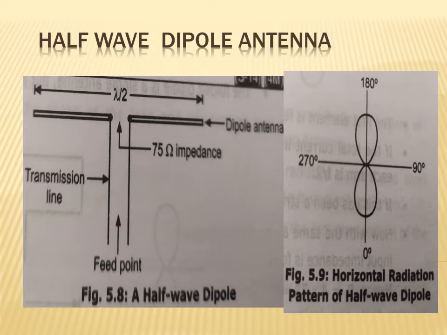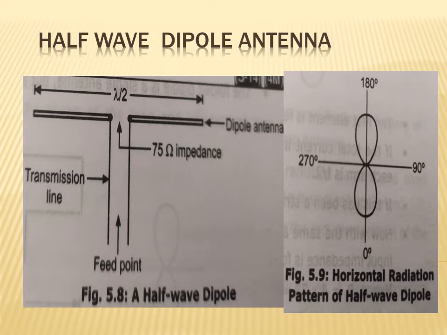From today's lecture we will start the types of antenna. We will see the different types of antenna. First we see what is the dipole antenna. Simple dipole antenna we will see first. Dipole antenna means that it has two poles.